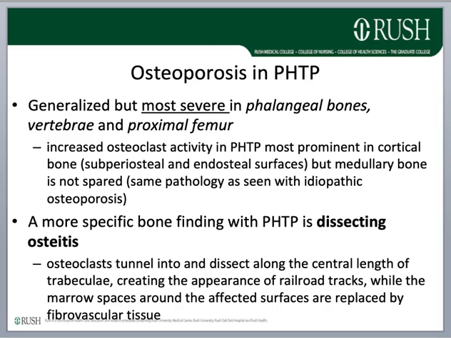A more specific bone finding that we can see, however, is called dissecting osteitis. This is an unfortunate name because it's not truly dissecting and it's not inflammatory, so it's not really an osteitis. We see our osteoclasts that appear to be tunneling into and dissecting along the central length of trabeculae, dividing it so that it has the appearance of railroad tracks, while the marrow spaces around the affected surfaces are replaced by fibrovascular tissue. So that's a mouthful. Let's look at a picture.